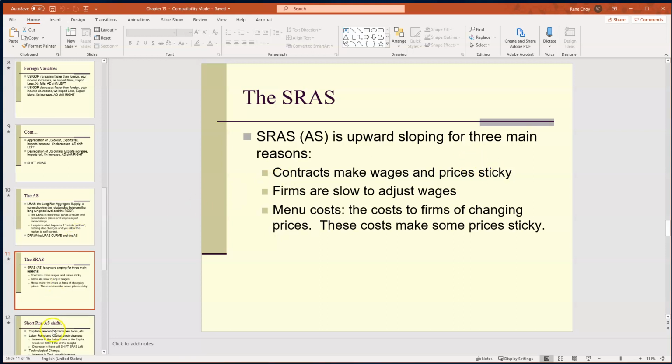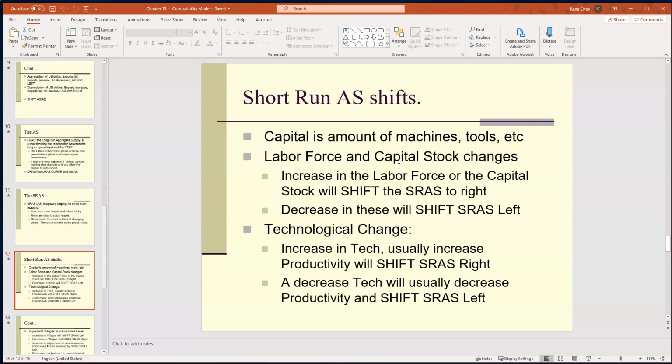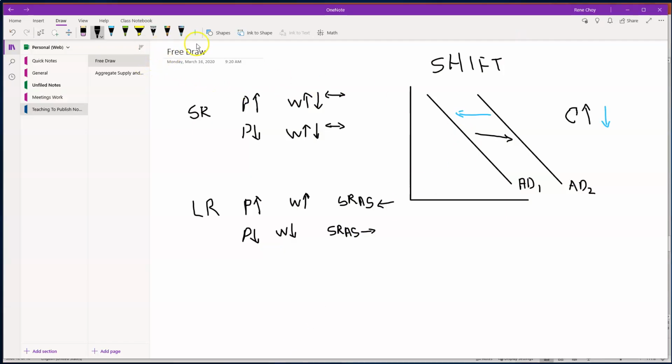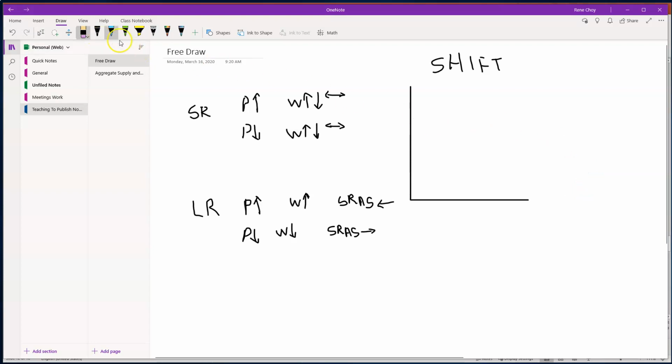All right, now let's talk about some of the things that create shifts in the aggregate supply. Again, a shift in the aggregate supply is when the line moves to the right or to the left. So let's execute a shift in aggregate supply.